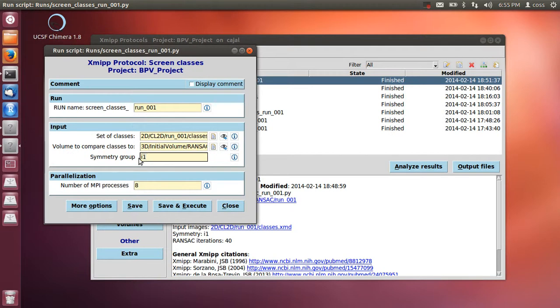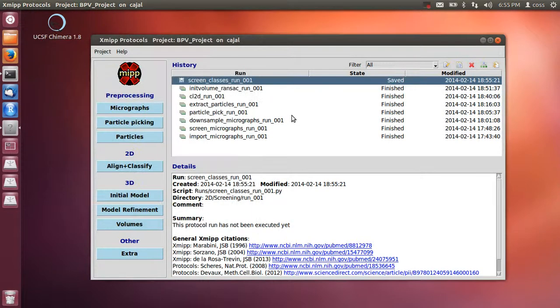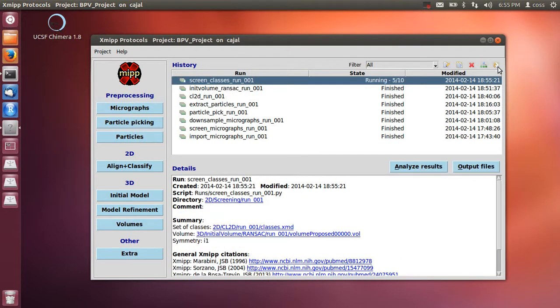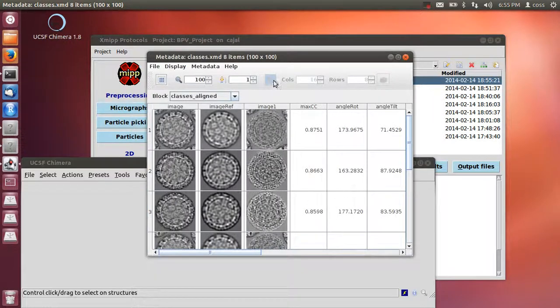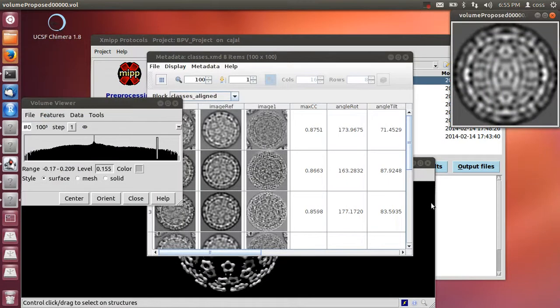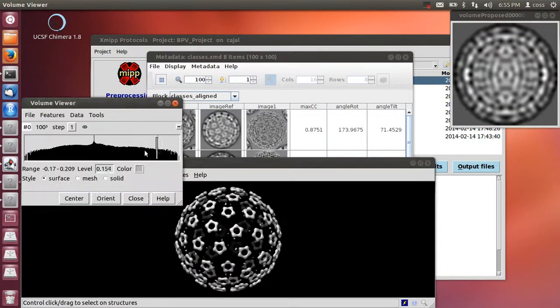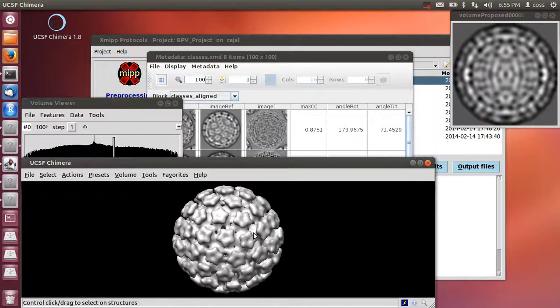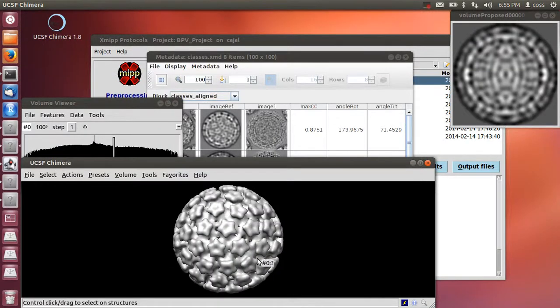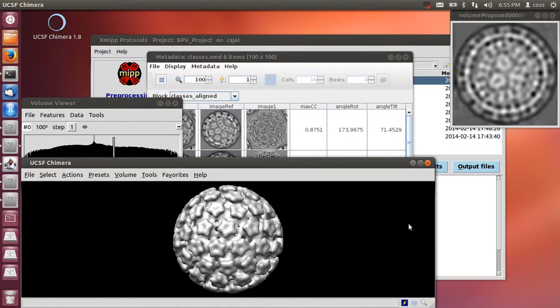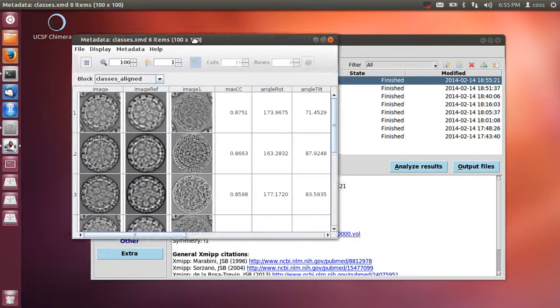It has a symmetry I1, and now it is comparing the classes with respect to the volume. Okay, so this was pretty fast, and here we have the same 3D representation. Okay, so it is simply the same thing, and it changed the projection. And here we have this table.